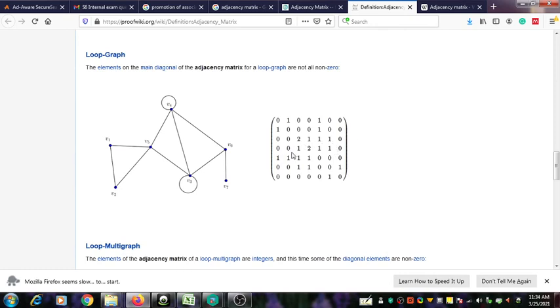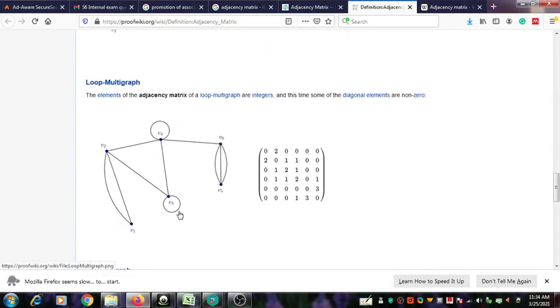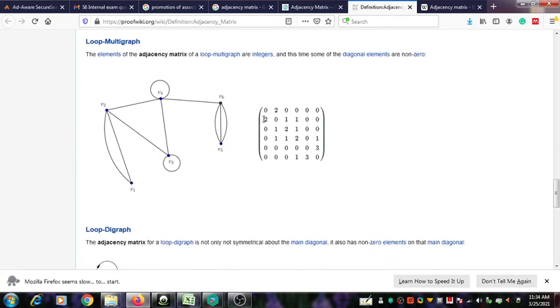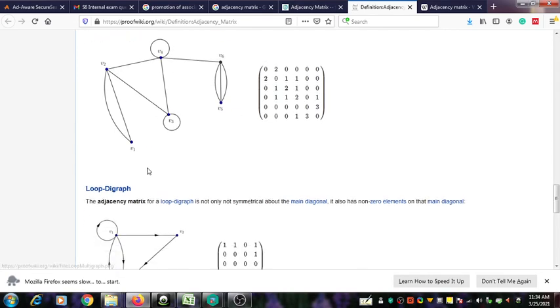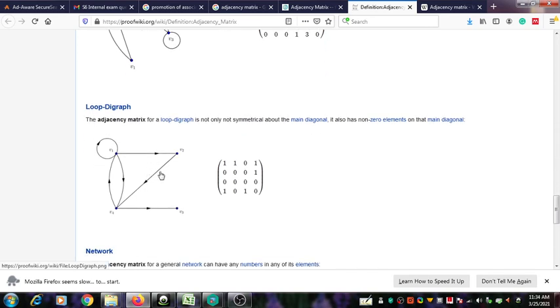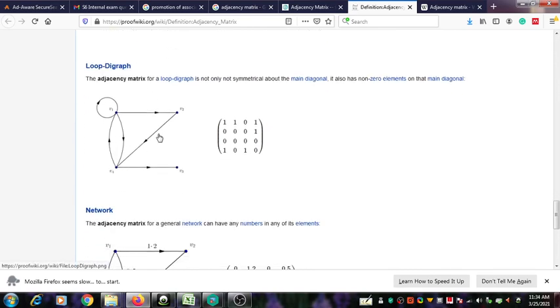Okay, then coming to the loop multigraph. There are some examples in which both loops and multiple edges are present, so loop multigraphs can be considered for making that matrix, and in a similar way you can make it. Then a loop digraph, a graph in which some loops are present and at the same time edges are directed. In that case also you can prepare the adjacency matrix in a similar way.